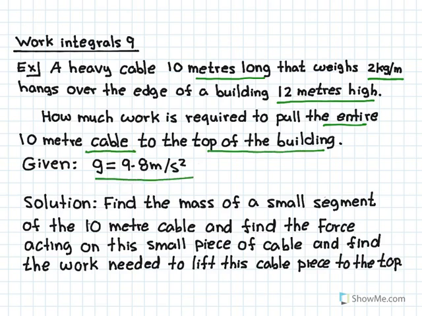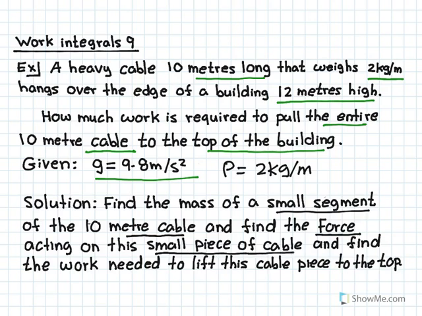So we have gravity as 9.8 meters per second squared, and we have the density of the cable, which is 2 kilograms per meter, the linear density. So our strategy will be to find the mass of a small segment of the 10-meter cable, find the force acting on this small piece of cable, and find the work required to lift this segment of the cable to the top. Then the integral adds it all up.